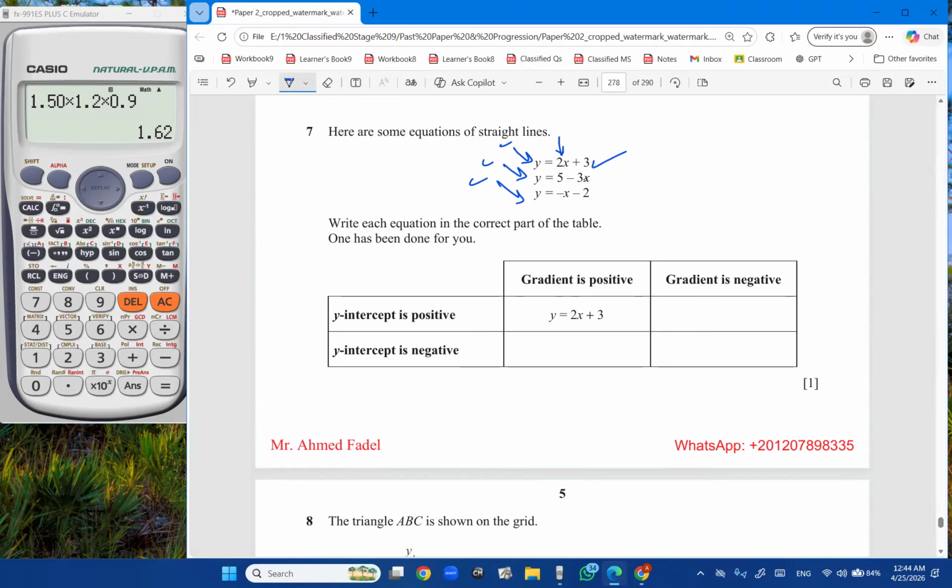While the other one over here, the gradient is negative and the y-intercept is positive. So gradient is negative, y-intercept is positive, so y equals 5 minus 3x. The last one over here, they're telling you that the gradient is negative and the y-intercept is also negative. So gradient is negative, y-intercept is negative, gets written here.